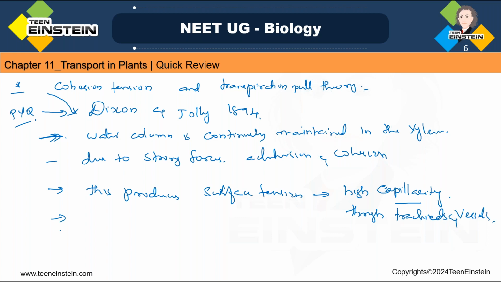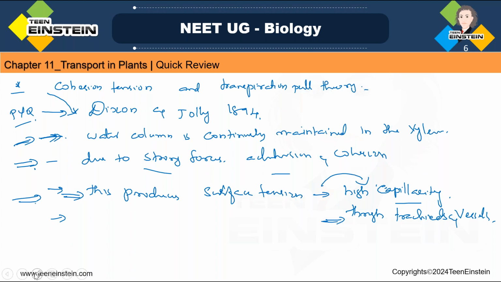So all these points you will get. See here, through tracheids and vessels, that is an important point, and that produces surface tension, and that makes a high capillarity, that is also important, and a water column. According to cohesion tension theory and transpiration pull theory, a water column is continuously maintained from the root to the leaves. Okay, and this is due to the strong forces like adhesion and cohesion. So all the points are important, and all these are repeated previous year questions. Okay, so that's about the ascent of sap.